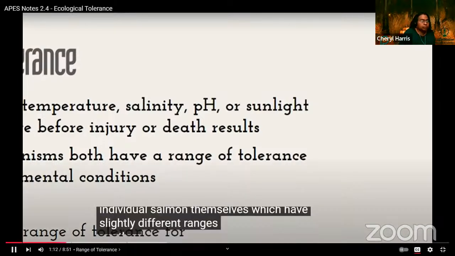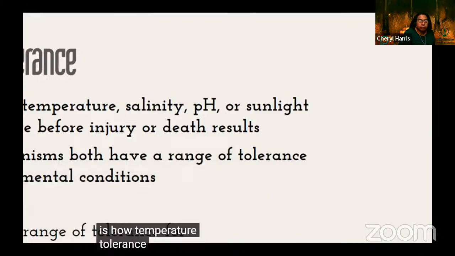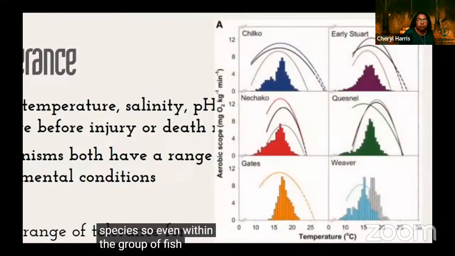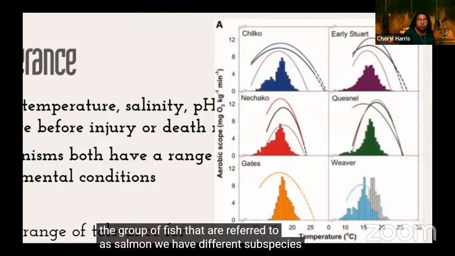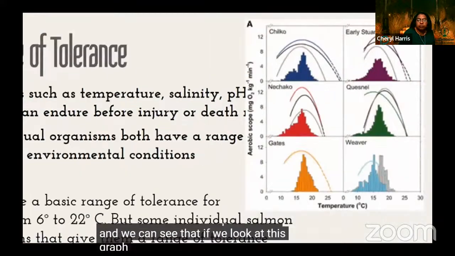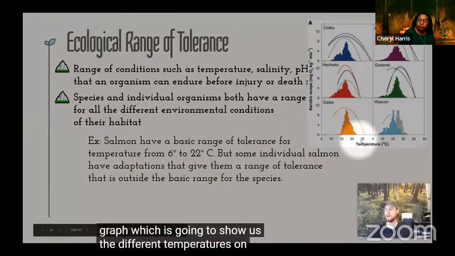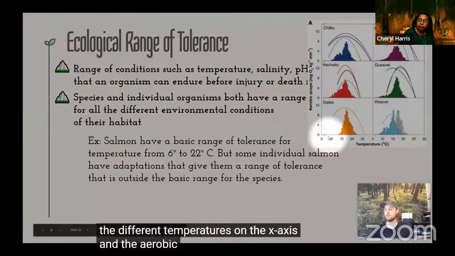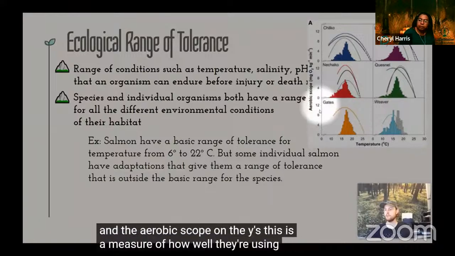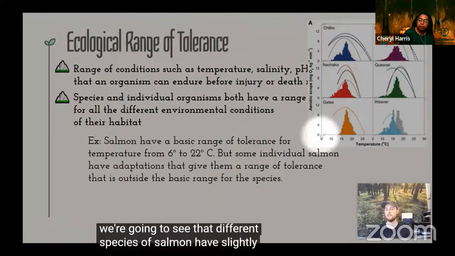Another way that we can think about this is how temperature tolerance changes from species to species. So even within the group of fish that are referred to as salmon, we have different subspecies. And so we have 6 subspecies here. And we can see that if we look at this graph, which is going to show us the different temperatures on the x-axis and the aerobic scope on the y, so this is a measure of how well they're using oxygen, we're going to see that different species of salmon have slightly different temperature tolerance ranges.